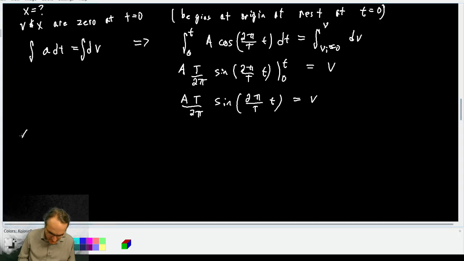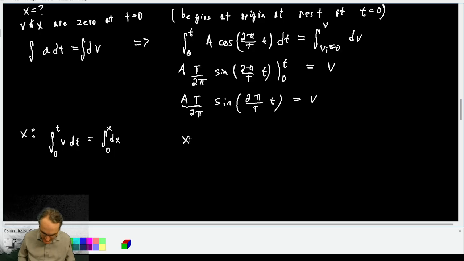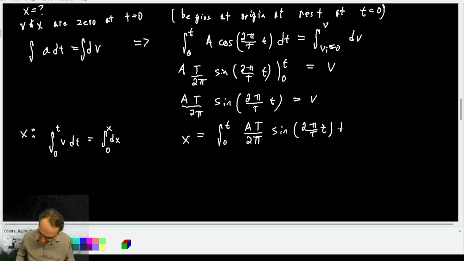Okay, now we want to get position. So we'll have to do an integral of v with respect to time to get our position. The limits on this will be from 0 to some future time, and from 0, because we start at the origin, to our final position. So this side integrates to just x. Then we'll have the integral from 0 to t of our constant a times period over 2 pi, sine of 2 pi over the period times time, dt.